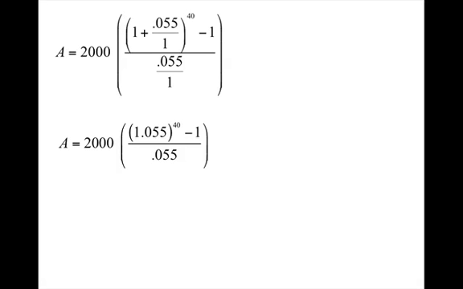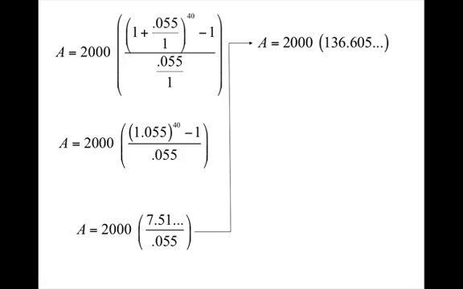8.5133, and that decimal continues on. Now with that 8.5133 in your calculator, subtract 1, and that gives you 7.5133. Now divide by the 0.055, and that will give you 136.605. Leave that in your calculator and multiply by 2,000, and you get 273,211.2281.